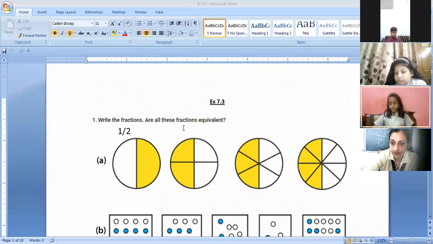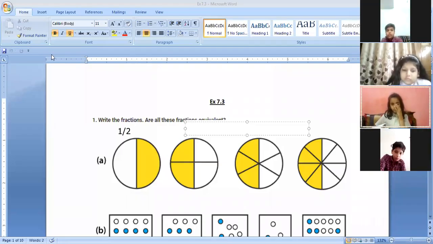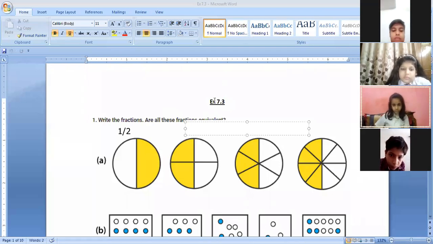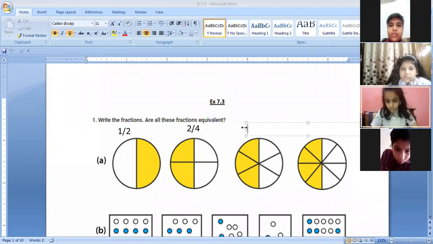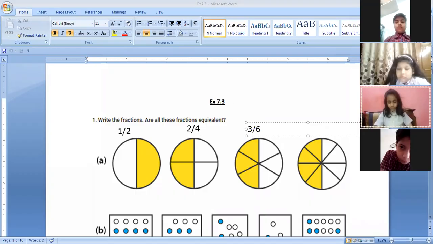This one, what fraction should we write here? Two by 4. That's right, Charvi, Kanishka. So you are going to write 2 by 4. Now let's start with the third one. How much part is it? 3 by 6, Charvi, Riddhima, that's right. 3 by 6. Prapti, Chehek, very good.